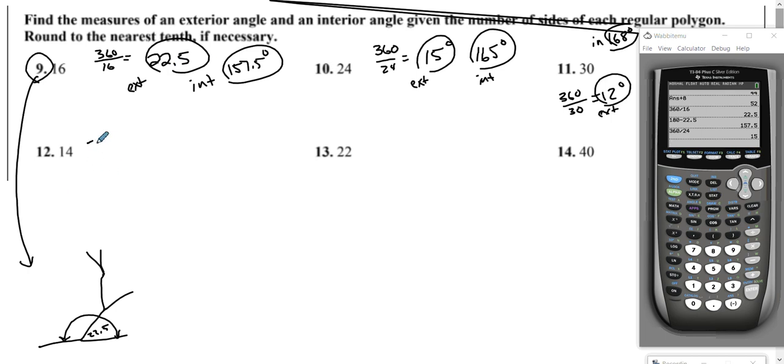Okay, 360 divided by 14. Ooh, that did not come out well. Did I type that in right? 360 divided by 14. Ooh, that's ugly. Oh, round to the nearest tenth if necessary. Okay. 25.7 degrees. Exterior, interior, so 180 minus 25.7, 154.3.